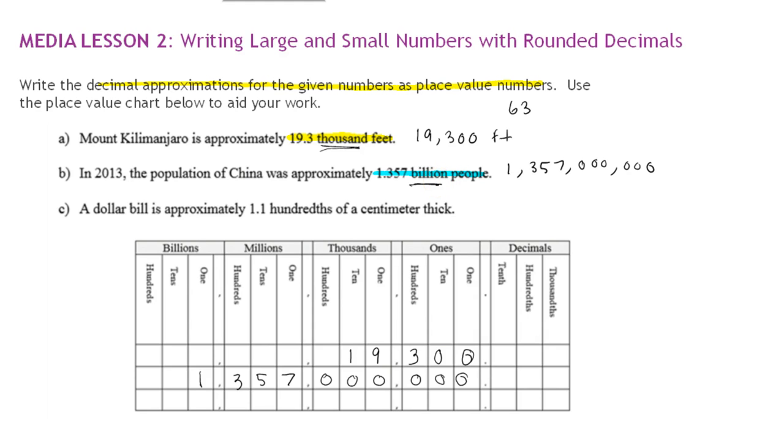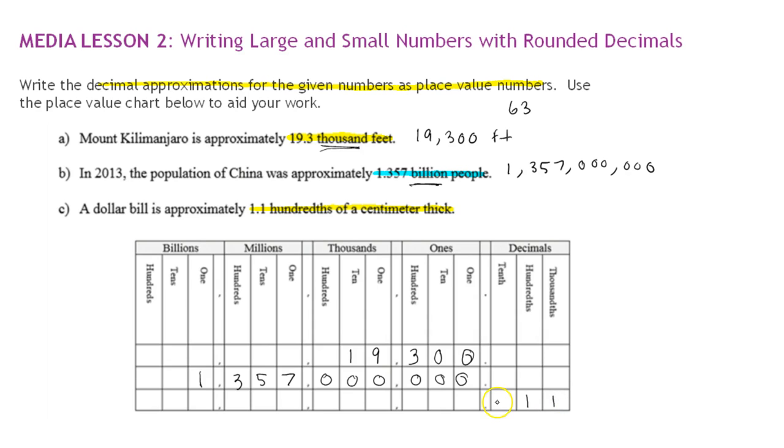Finally, those were large numbers. Now we're going to look at a small number. A dollar bill is approximately 1.1 hundredths of a centimeter thick. Okay. So 1.1 hundredths, so that means we have, going to the hundredths place, we have 1/100th, and we have 1/10 of a hundredth, which is the next place value, which is thousandths.